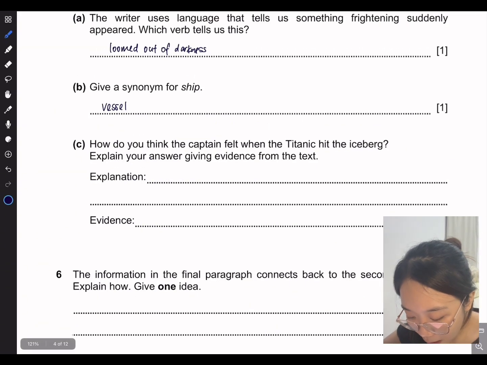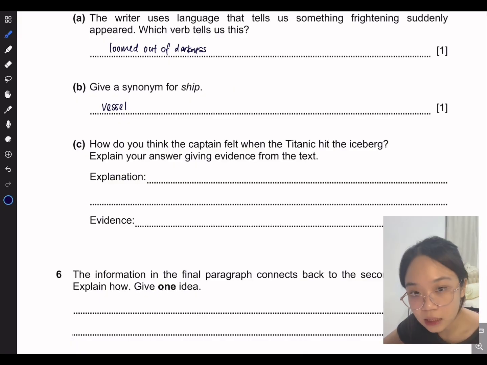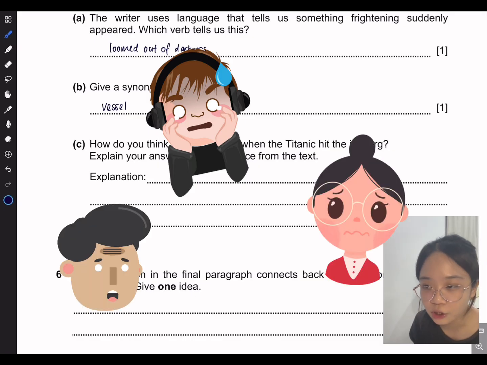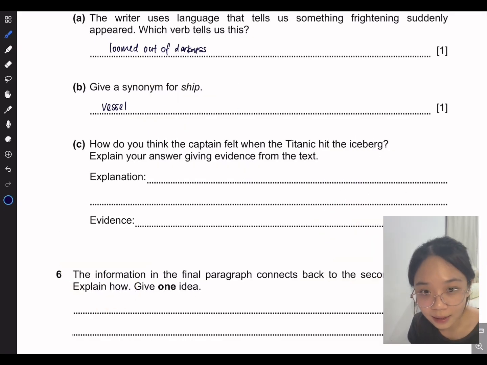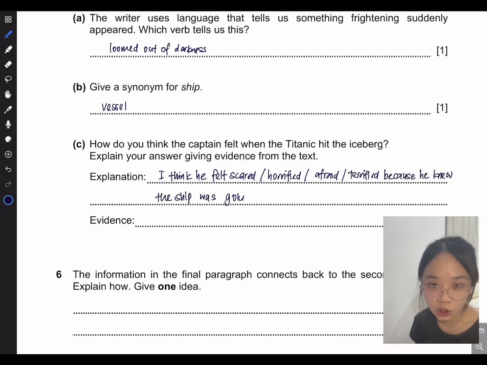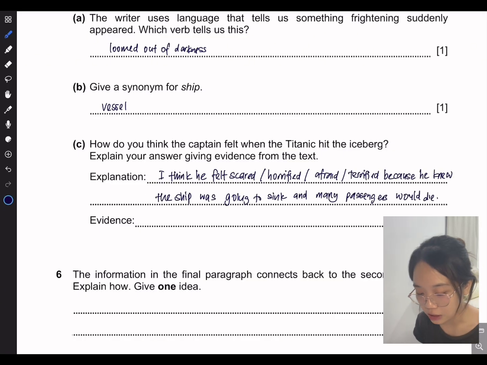So C, how do you think the captain felt when the Titanic hit the iceberg? Explain your answer, giving evidence from the text. You can try to imagine yourself, you are the captain. How would you actually feel when the Titanic you're in hit the iceberg? Of course, you're gonna feel scared, you're gonna feel afraid and frightened, because you know that passengers are gonna die. So here you can explain by saying, I think he felt scared, terrified, horrified, afraid, because he knew that the ship was gonna sink and passengers would die.